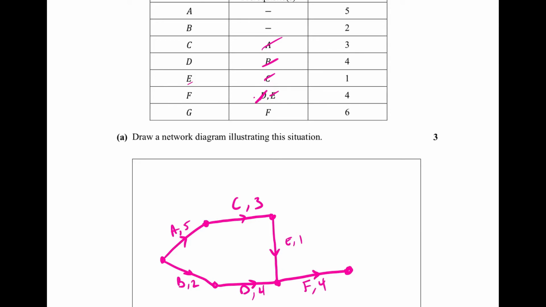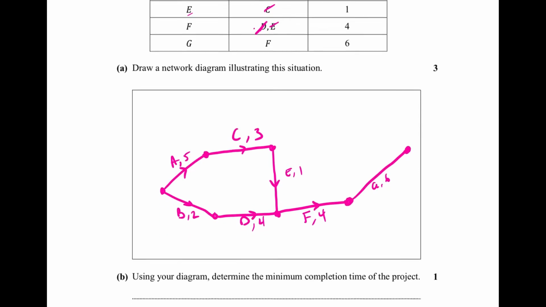And now I need G, which is 6. Could have made it straight, you can do whatever you want. Okay, draw a network diagram illustrating this.